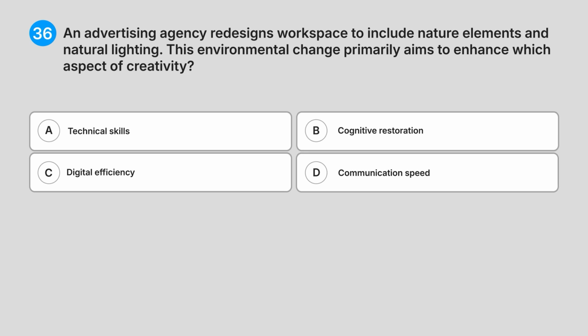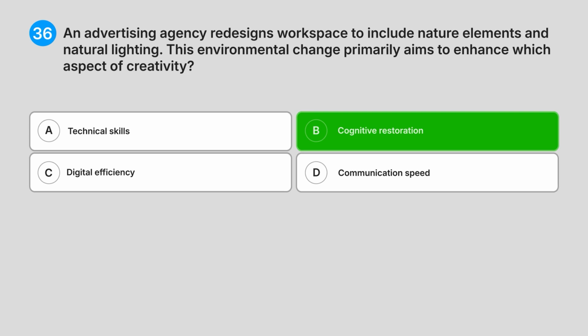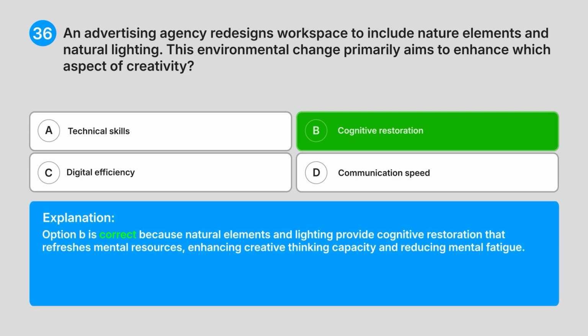Correct answer, B, cognitive restoration. Explanation: option B is correct because natural elements and lighting provide cognitive restoration that refreshes mental resources, enhancing creative thinking capacity and reducing mental fatigue.